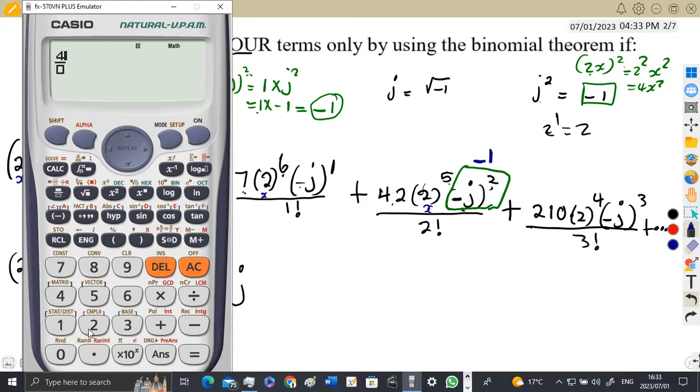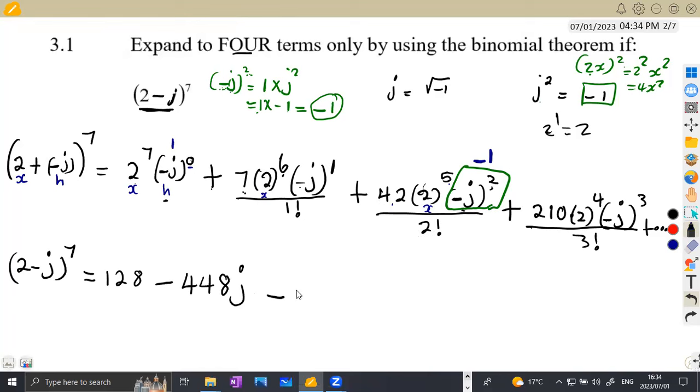So let us have our fraction. 42 times 2 to the exponent of 5, times minus j squared, which gave us minus 1, over 2 factorial. All right, which is going to give us negative 672. The j is no longer there. It's simplified. The j here was taken from the j squared, which gives us minus 1. So we no longer have a j.